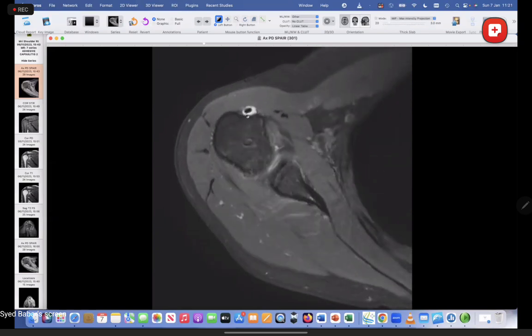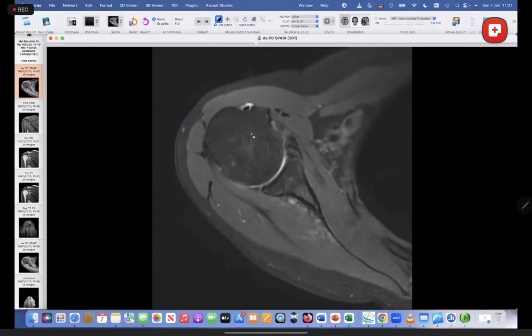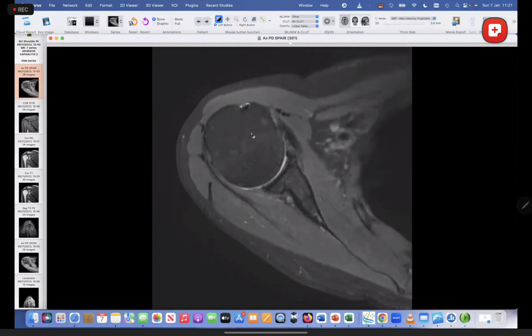You're allowed to have a little bit of fluid at the back of the tendon, not all the way around. If you see fluid all the way around, it generally means there's a little bit of inflammation of the tendon sheath. So on the axial, we've then assessed the three tendons.